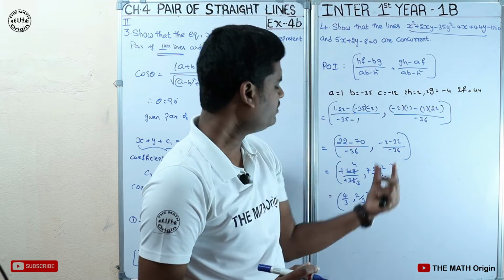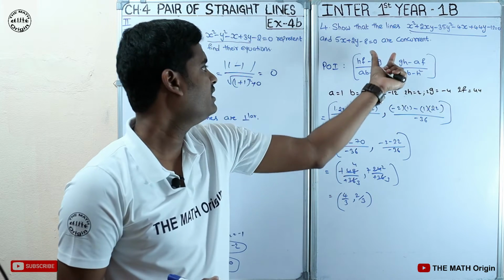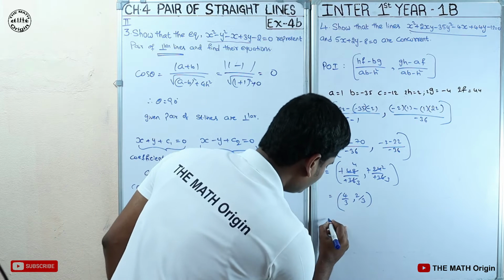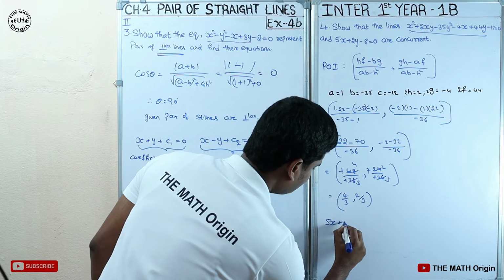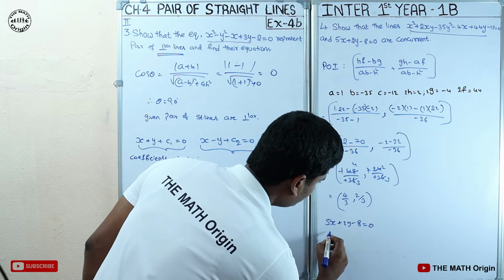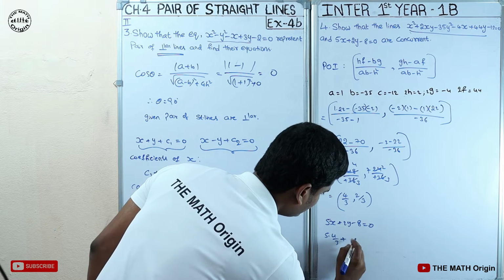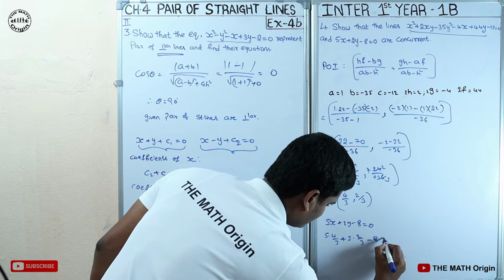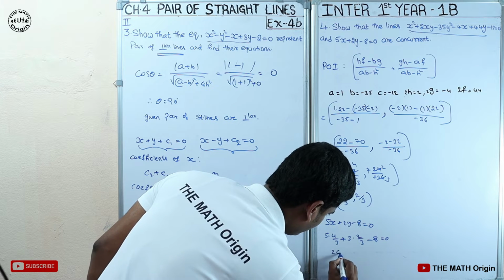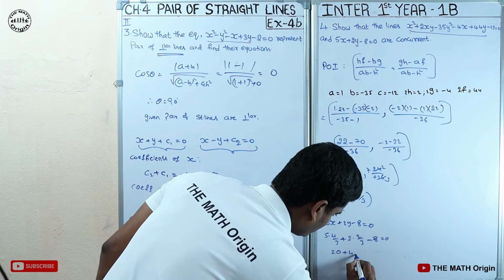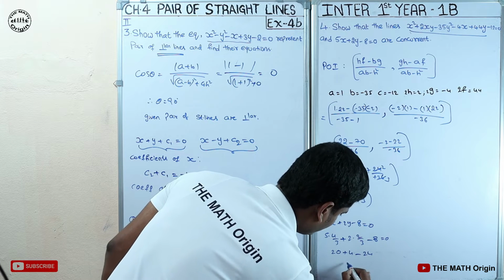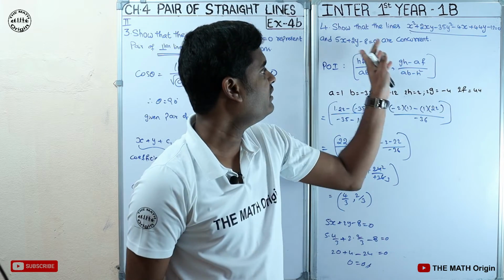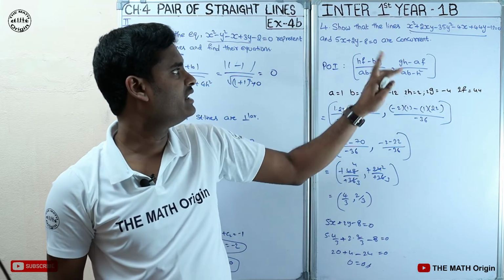Now let's substitute this value in the x and y values of the third equation. The third equation is 5x plus 2y minus 8 is equal to 0. 5 into x value, 4 by 3, plus 2 into y value, 2 by 3, minus 8, is equal to 0. From this, 5 4s are 20, plus 4, minus 8 3s are 24, whole divided by 3, which is equal to 0. 0 is equal to 0. Therefore, the given lines are concurrent.